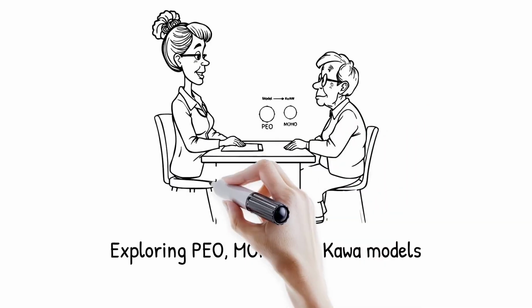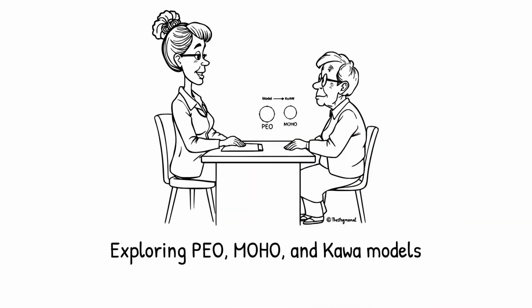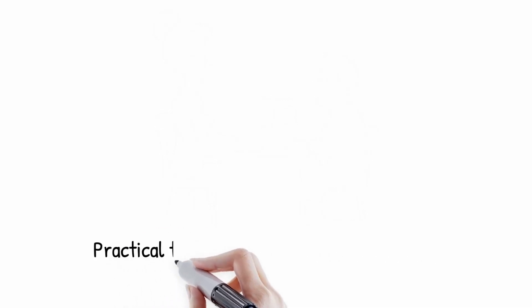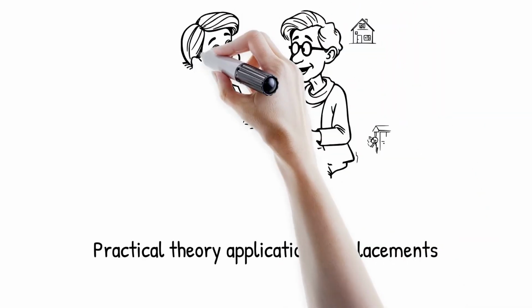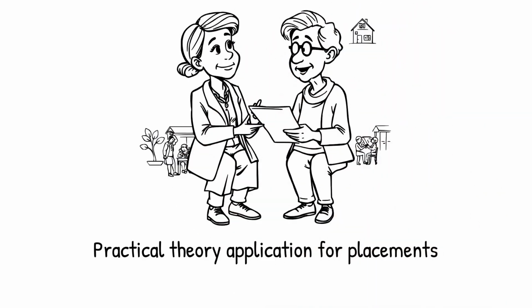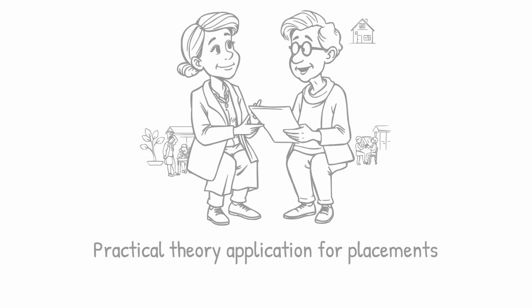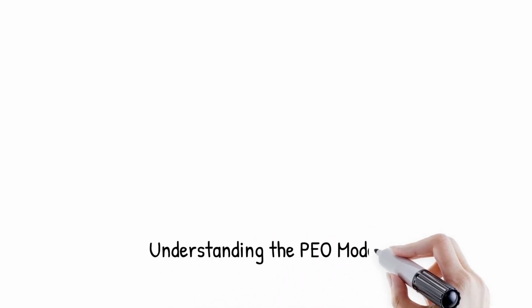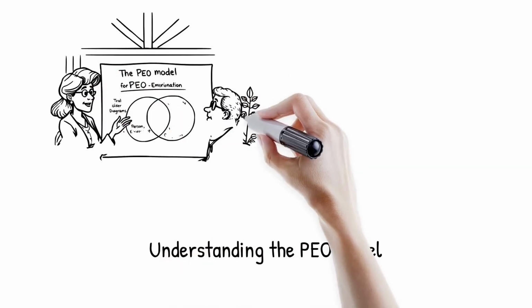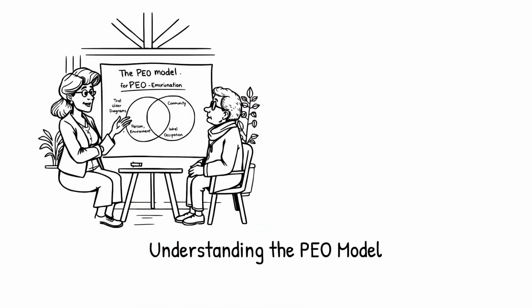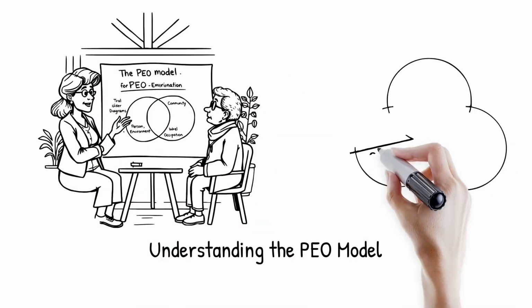These models will help you understand your clients more deeply, guide your reasoning, and support meaningful engagement in social and leisure participation. Think of this as a quick, practical check-in, grounding you in theory while keeping a clear focus on real-world application during your placement. The PEO model, person, environment, occupation, is all about finding the best possible fit between the person, their environment, and the occupation they want or need to do.